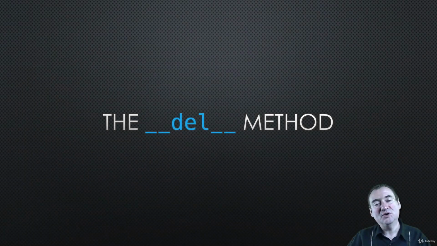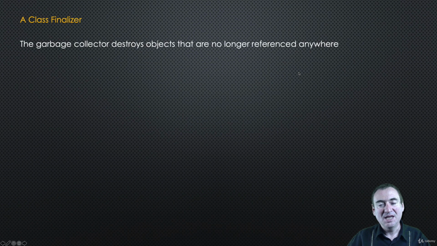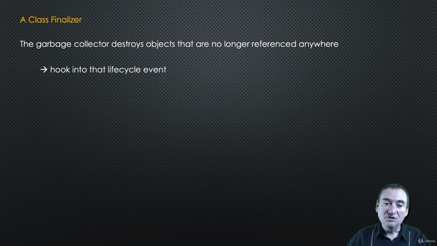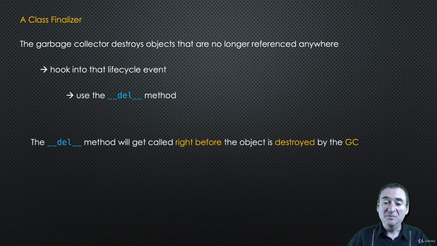Hi, so in this video I want to talk about the dunder-del method, the delete method. So it is a class finalizer. So what do I mean by this? Well, the garbage collector, remember, is the thing that destroys objects that are no longer referenced anywhere. Now we can hook into that lifecycle event, and we can do that by using this dunder-del method. So the dunder-del method will get called right before the object is destroyed by the garbage collector.